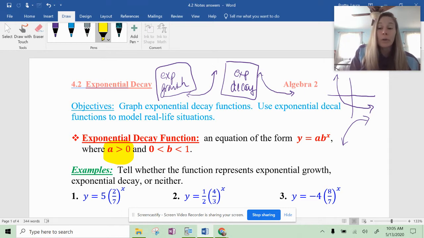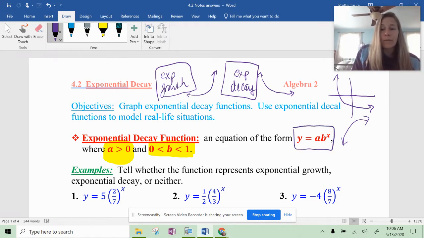Now, the b value is the part that determines if it's growth or decay then. So they both have an a greater than 0, but then the b value, when it's greater than 1, it's growth, but when it's less than 1, it's going to be decay, but it still has to be positive. So again, this form here is going to be the same for growth and decay. The difference is the b value. So when the b value is greater than 1, it becomes a growth factor. And when the b value is a number less than 1, it becomes a decay factor.